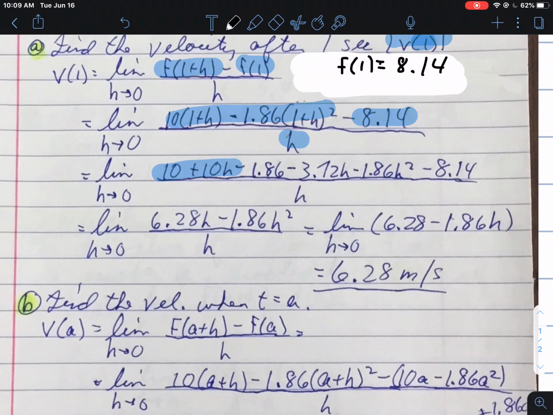So what I did then to get the next piece of this was I did the 1 plus h, and then I also distributed that 1.86. Right? So the 1.86, once you multiply this out, 1 plus 2h plus h squared, then you distribute the 1.86, and I've got that. And then minus the 8.14. And then all of that is over h.